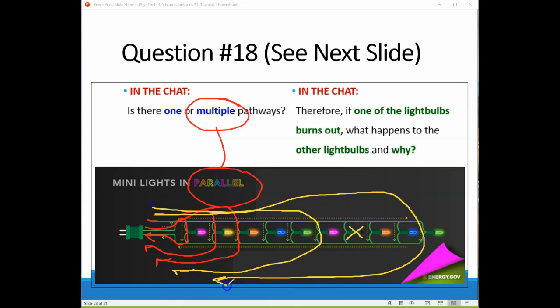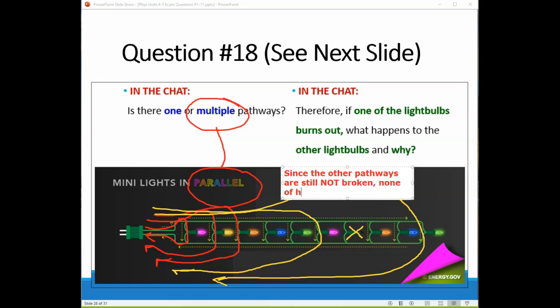And so since all the other pathways are still unbroken, this means that none of the other lights go out, right? Since the other pathways are still not broken, none of the other light bulbs go out. So they all stay on, except for the broken light bulb. Okay, so that's talking about a parallel circuit.